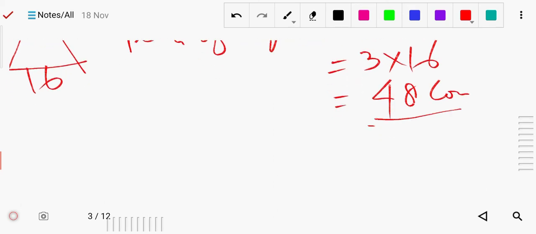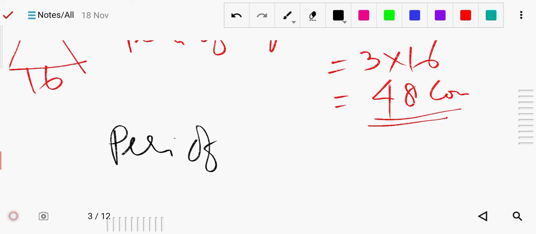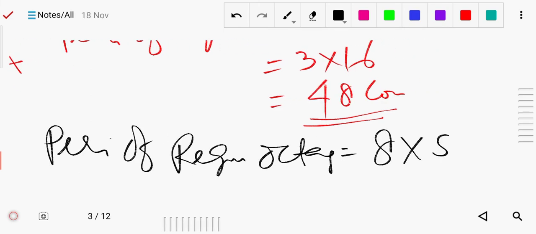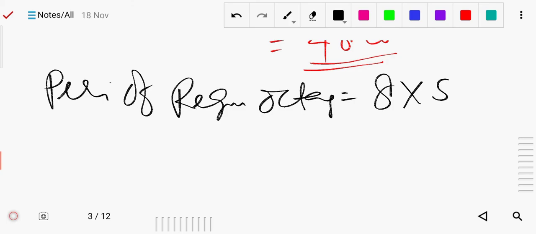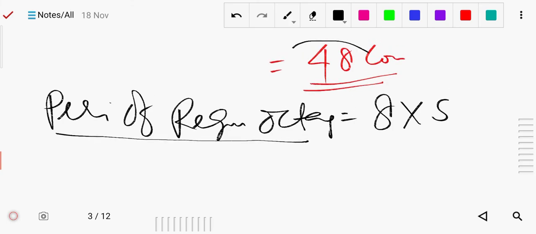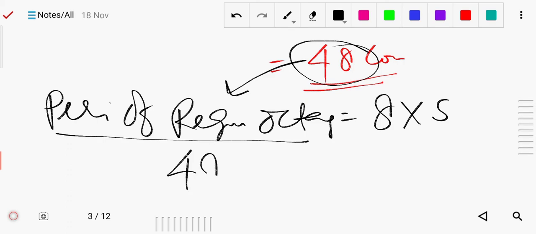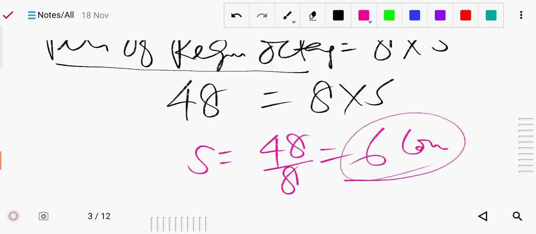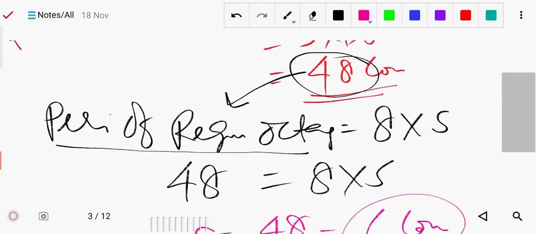Now this 48 centimeter is converted to the octagon. So you have to write the perimeter of the regular octagon. In the octagon, how many sides? 8 sides. So write 8 into s. Now this 48 becomes this perimeter. So here 48 equals 8 into s. Now you can find the value of s. s equals 48 divided by 8, so 6. So the side of this octagon is 6 centimeter. Okay, so that's your answer.